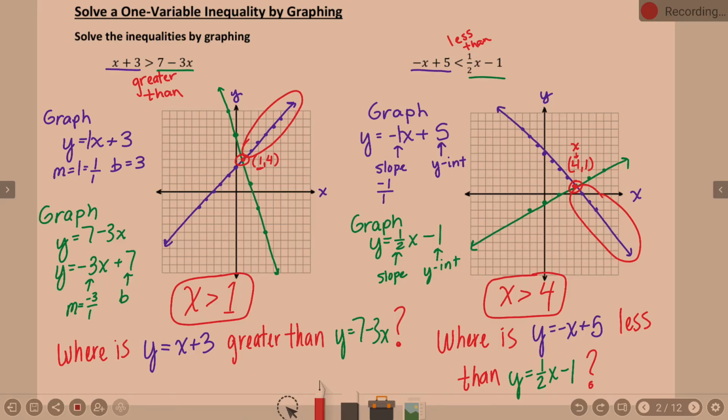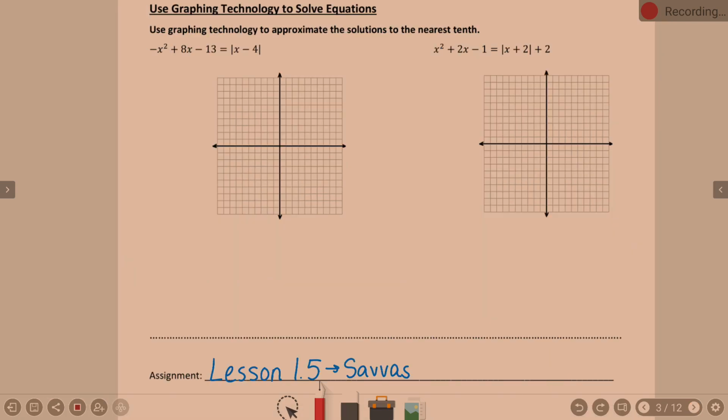Ready? Okay. The back page says, use graphing technology to approximate the solutions to the nearest tenth. In Savvas, it will either use the phrase use a graphing utility or graphing technology. I think those are the two phrases they use. What do you guys know how to use? What have we used already this year? Desmos. This piece of the lesson is all about Desmos, folks. Grab your iPads out.